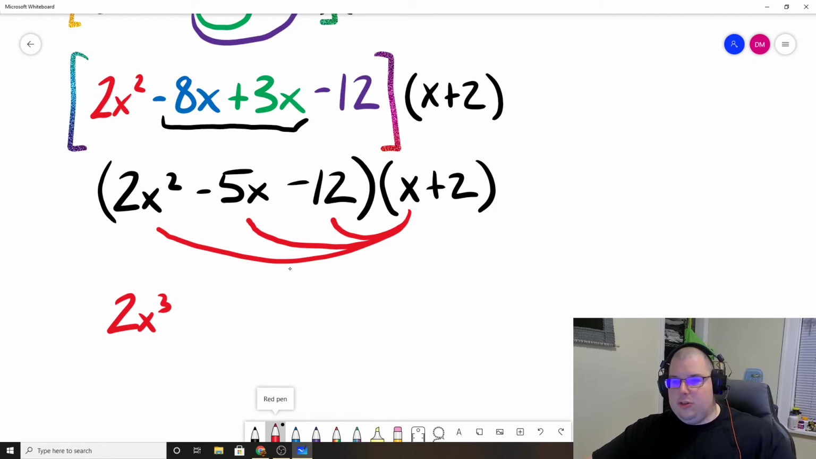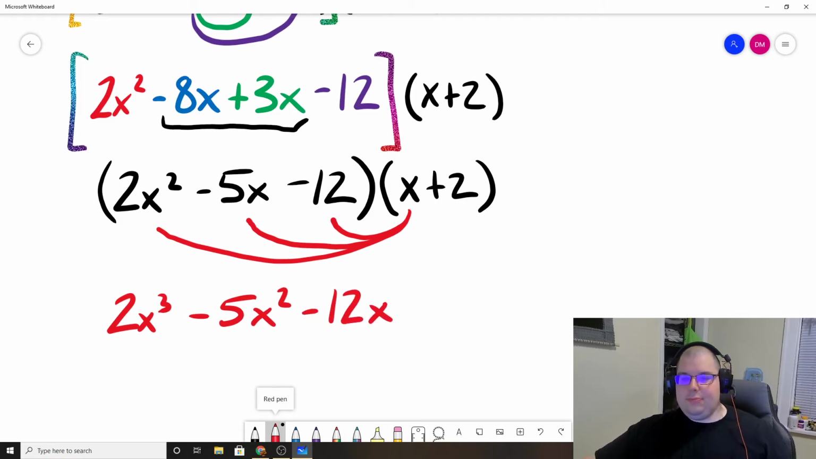So I did that first long arch. Then I'm going to do x times negative 5x, which is negative 5x squared. And then x times negative 12, which is a negative 12x. And so I did every term in the first polynomial by x. And now I'm going to do every term in the first polynomial by that positive 2.